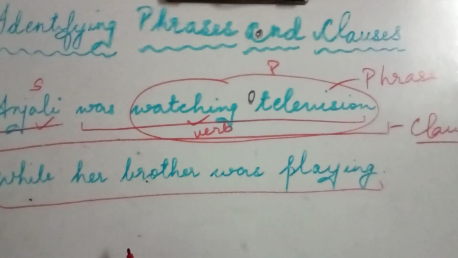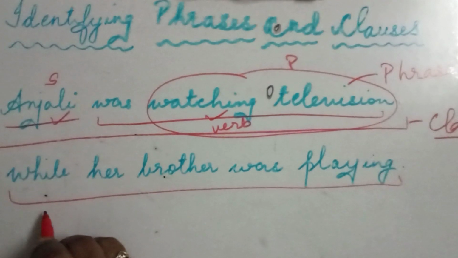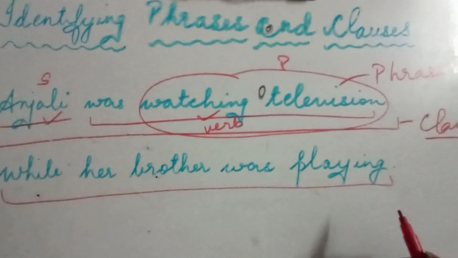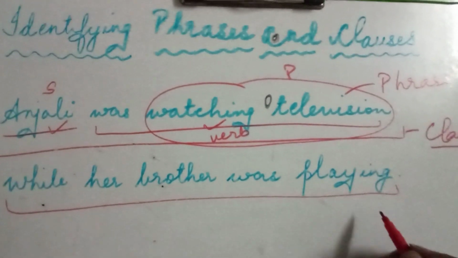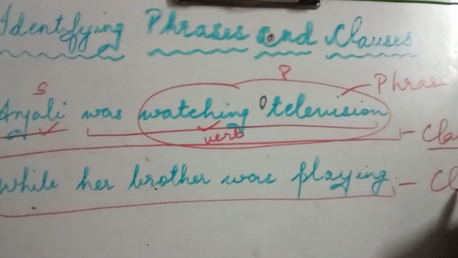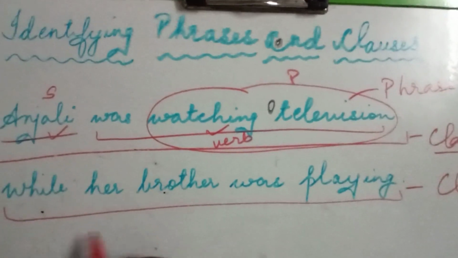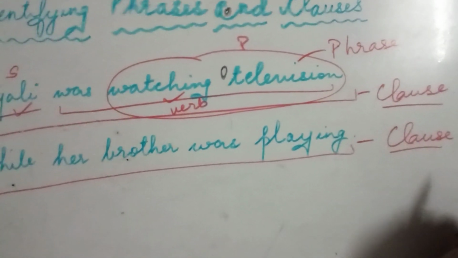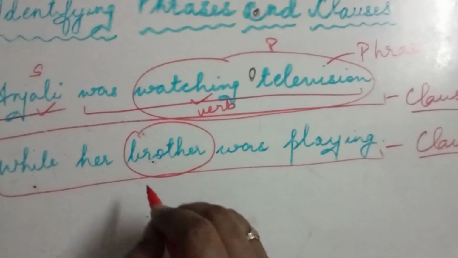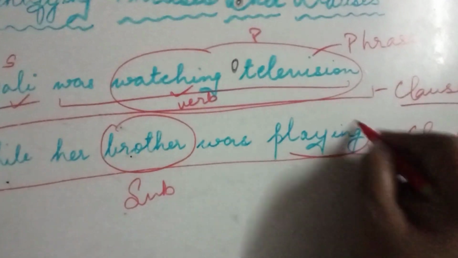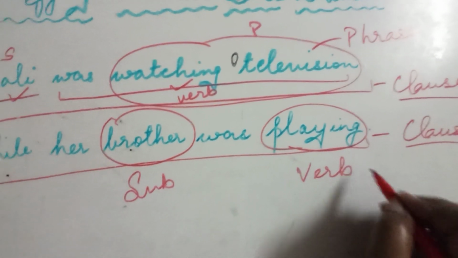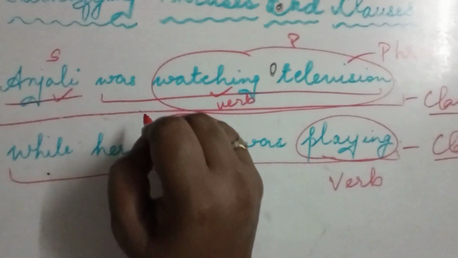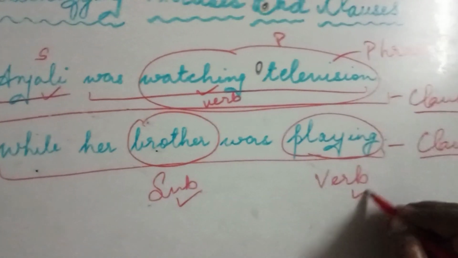Okay, now coming to the next part of the sentence, while her brother was playing. Here, if we observe this, this is also a clause. This is the second part of the sentence, and this is also a clause. Why is it a clause? Because here we get brother as a subject and playing as a verb.